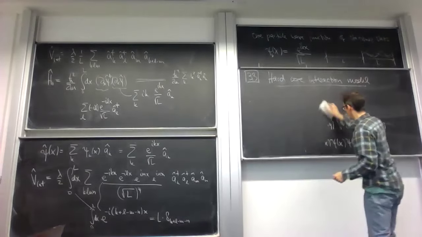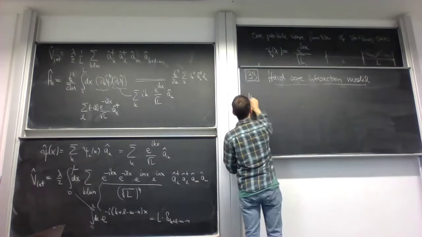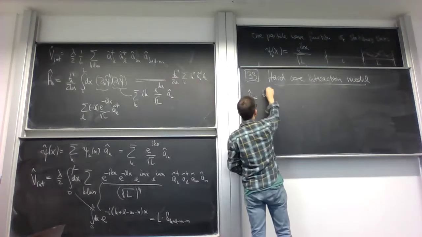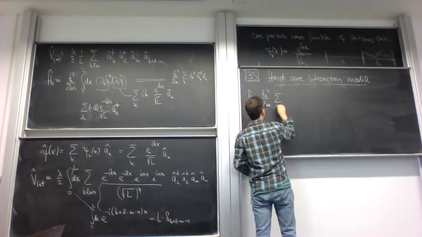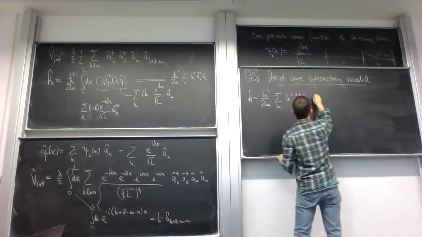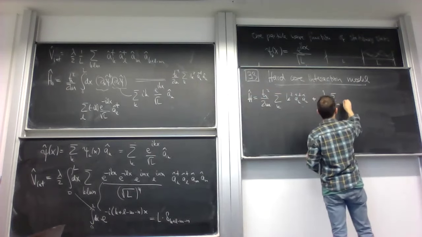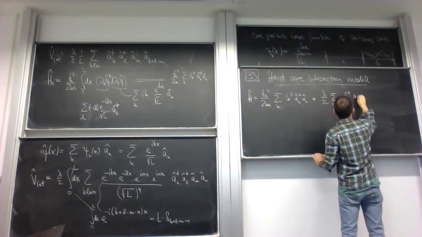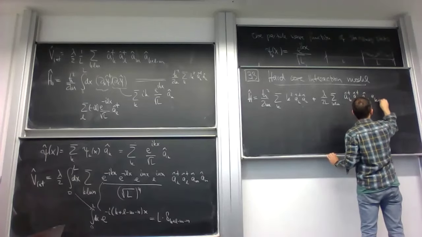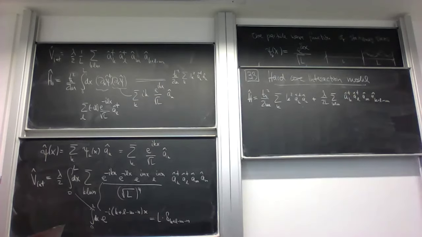But keep the headline. That's the model now. Our H is the H0 plus the H int, and just for completeness, all comes here: sum over k of epsilon k a_k dagger a_k plus lambda over 2L sum over k, l, m of a_l dagger a_m dagger a_k a_{k+l-m}. This is the model that we're talking about.